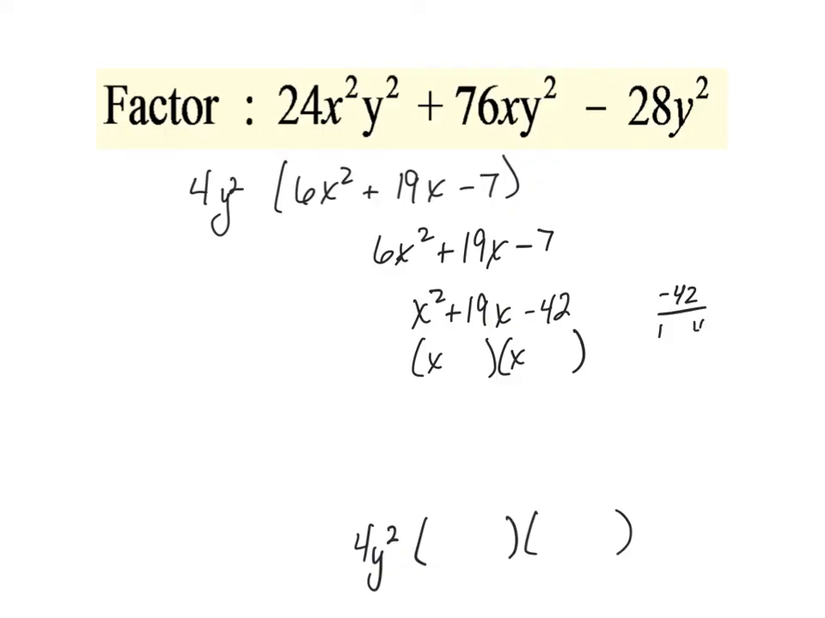So now I'm trying to figure out 42. Well, that's 1 and 42, 2 and 21. And I go, oh, wait a minute. 2 and 21 looks like it works. So I'm going to put a 2 here, 21 here, positive 19. So that has to be a positive 21 and negative 2.